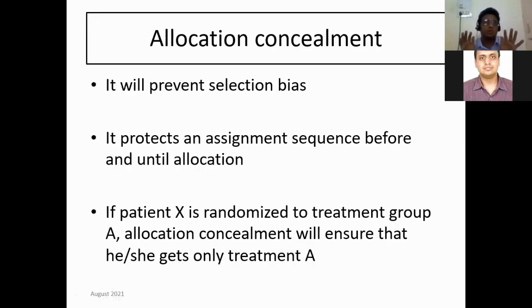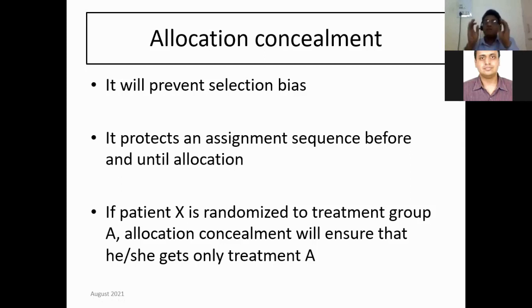The students should be very clear that randomization is done even before you recruit the first patient. That means at the protocol stage itself, if the randomization plan is attached, then we know that this is a very good plan. Now, what do we mean by allocation concealment? The purpose of allocation concealment is that it will prevent selection bias. It will protect the assignment sequence before and until the allocation is done.